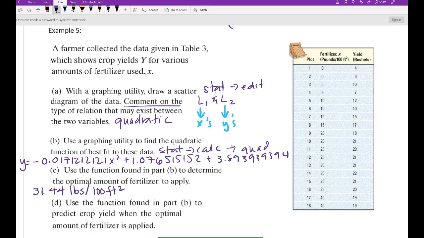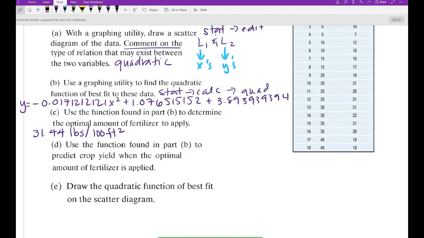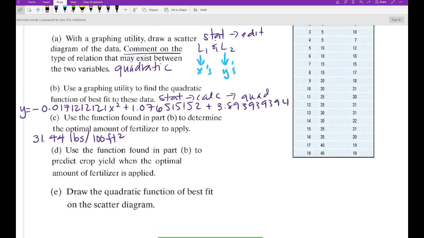Okay. Then using the same part, how much crop was yielded if we use that amount of fertilizer? So how many bushels were yielded? 20.32 bushels. Okay.